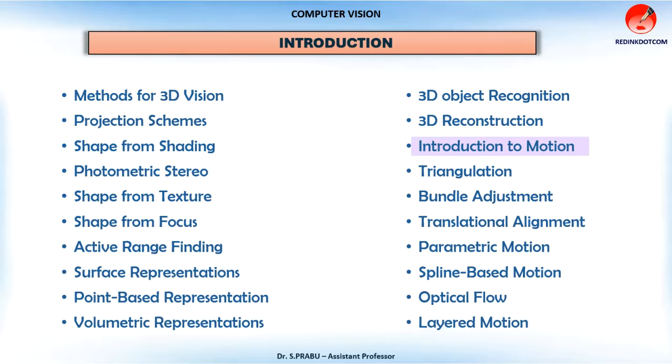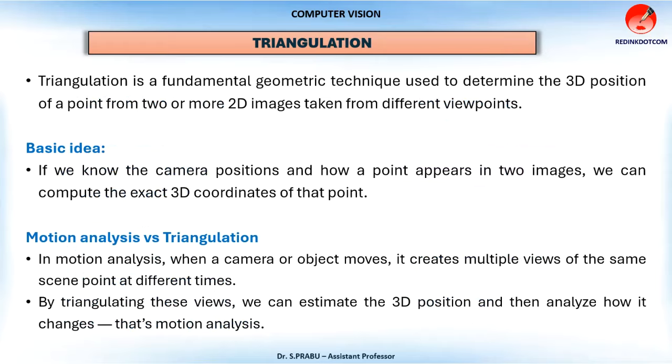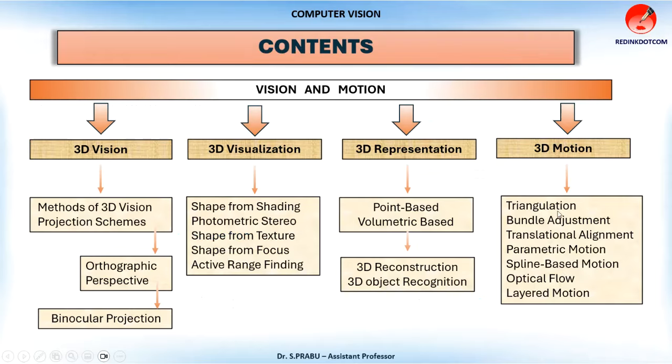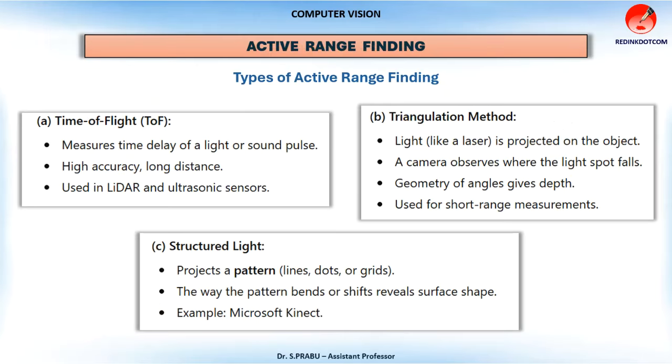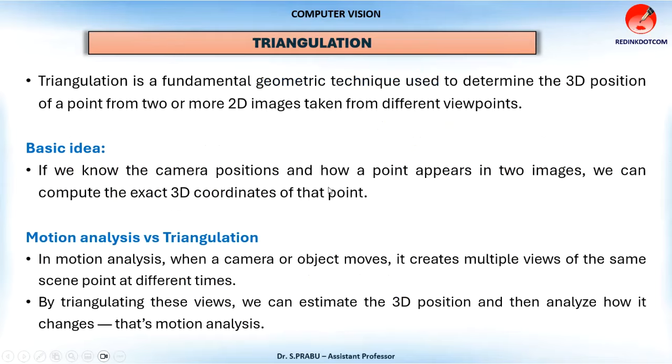That movement can be identified by different methods. The first one is triangulation. Triangulation is a basic geometric technique that can identify the 3D position. We already discussed these concepts in binocular projection, as well as one of the methods for active range finding. In this method, light is projected and reflected back at different angles to identify the geometric coordinates. In motion analysis, the camera or object can move at a particular time, so it creates multiple views. By triangulating these views, we can estimate the 3D position.